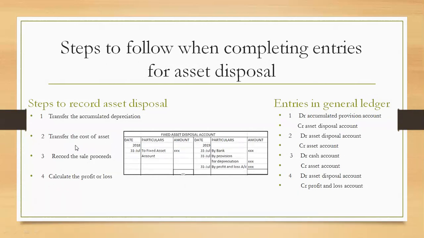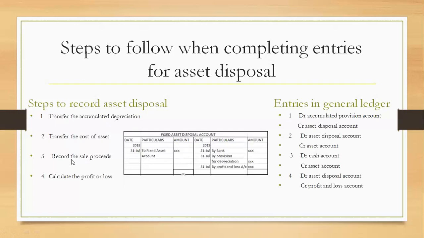Second step, transfer the cost of the asset. Transfer the original cost of the asset from the asset account, which is already maintained in the journal and ledger. How will we do it? We'll credit the asset account and debit the fixed asset disposal account, as the entry shows here: debit asset disposal account and credit asset account.